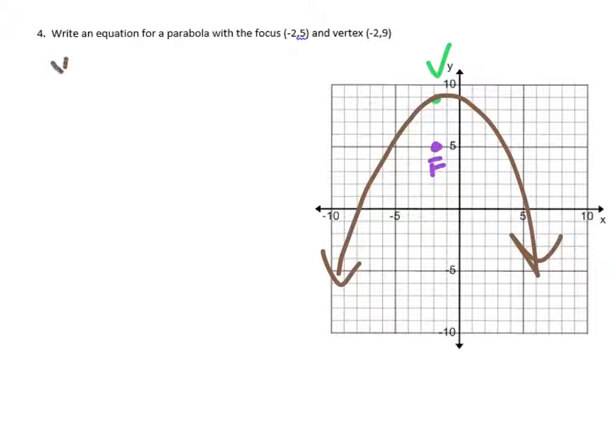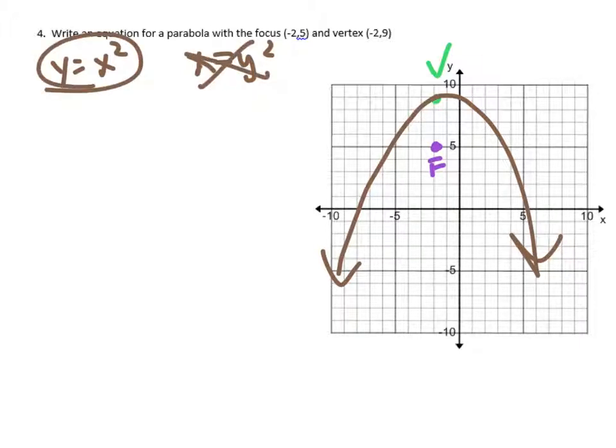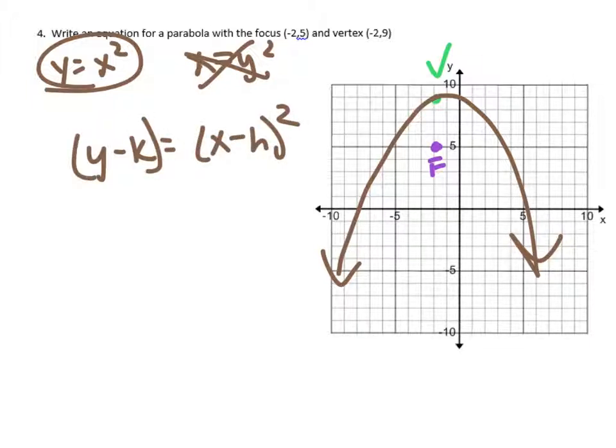So I have to choose between a y equals x squared graph or an x equals y squared. Since it's going up and down, it's a y equals x squared, so we're going to start with that. That's y minus k. Let me erase this. To adjust for my vertex, my y minus k equals x minus h squared. And then I have to have a 4p in front of the unsquared term.